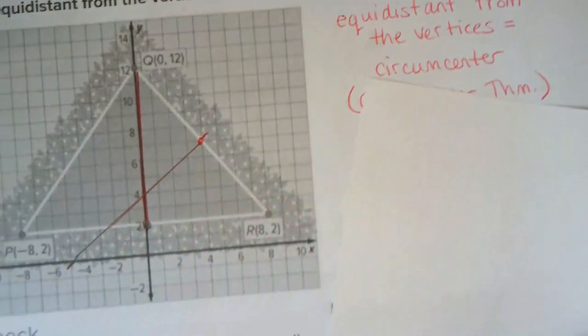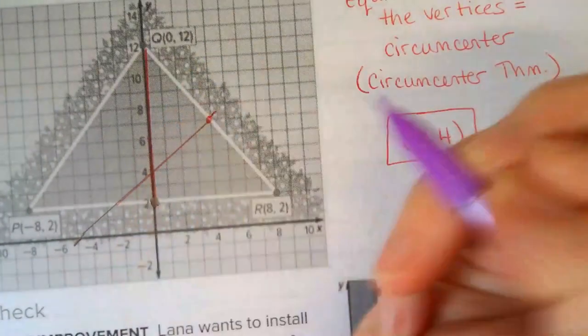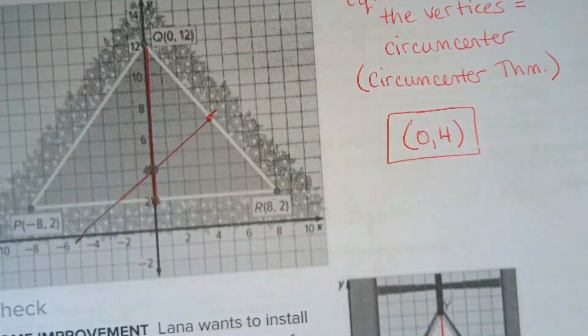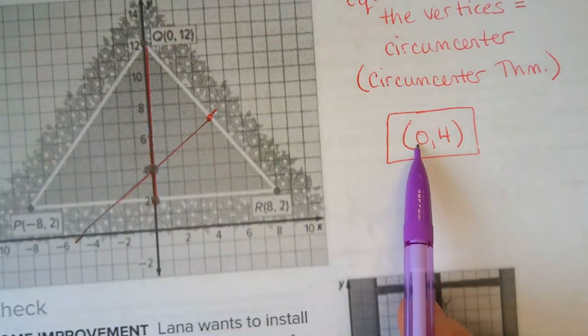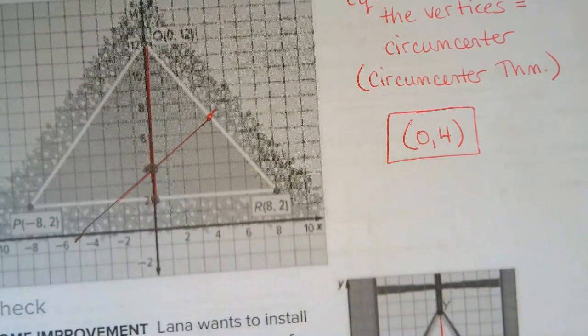Okay, so where those two intersect is your circumcenter. So this spot right here, roughly, is where my circumcenter should be. So my coordinates of my answer would be at 0, 4. So I start at the origin, I don't move any left to right, and I go straight up 4. Pause the video and try the check question.